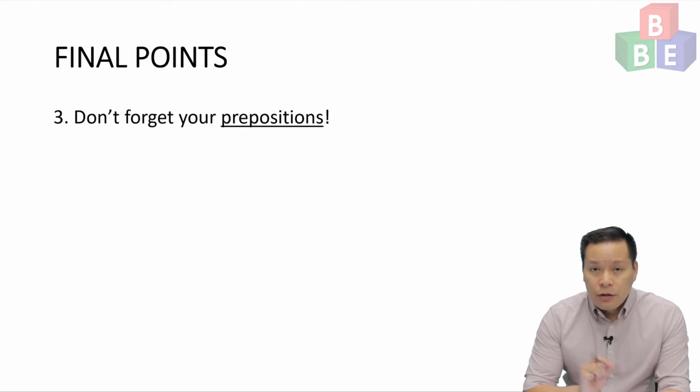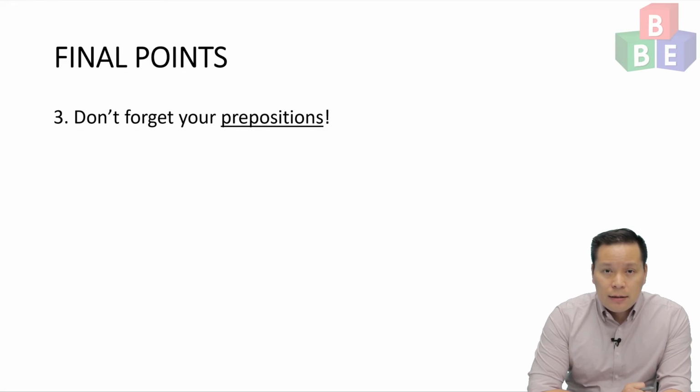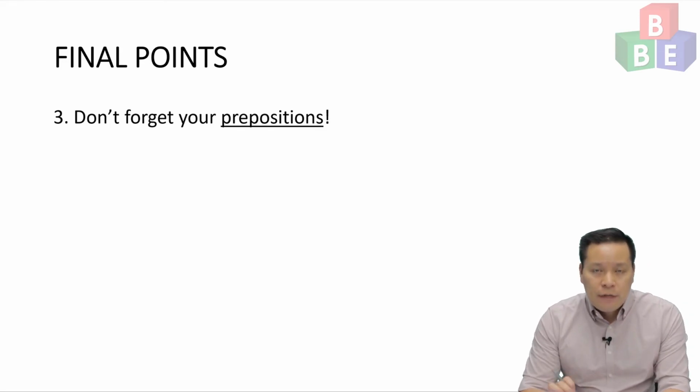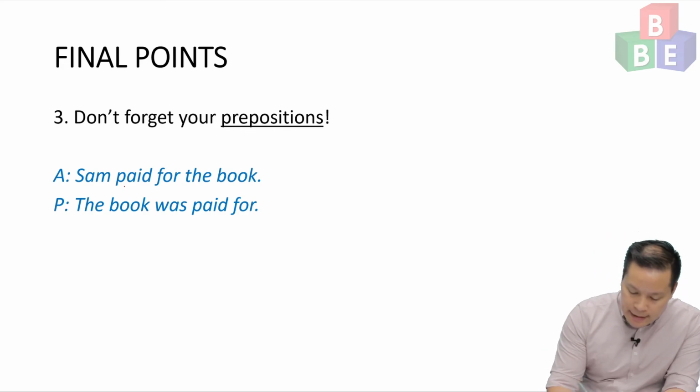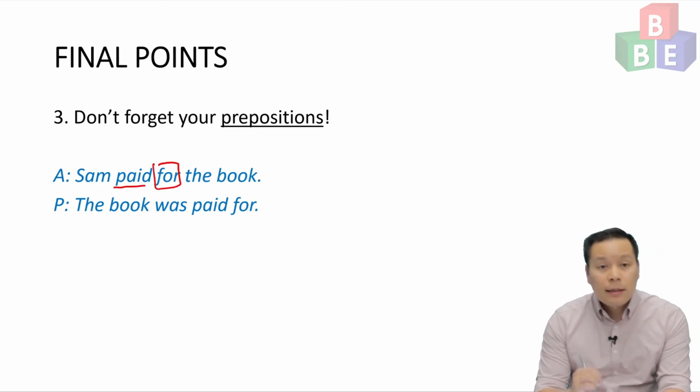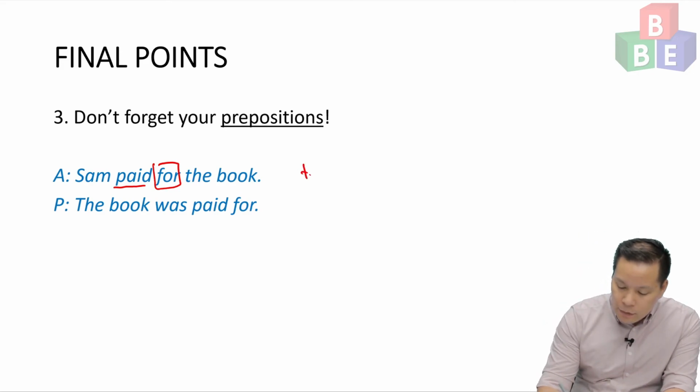Point 3. Don't forget your prepositions. Oh, we hate these little guys. There are some verbs in English that are just followed by a preposition. For example, Sam paid for the book. In this case here, we have the verb paid, and the verb pay is generally followed by the preposition for. If we look at the dictionary form, it would look like to pay for something.